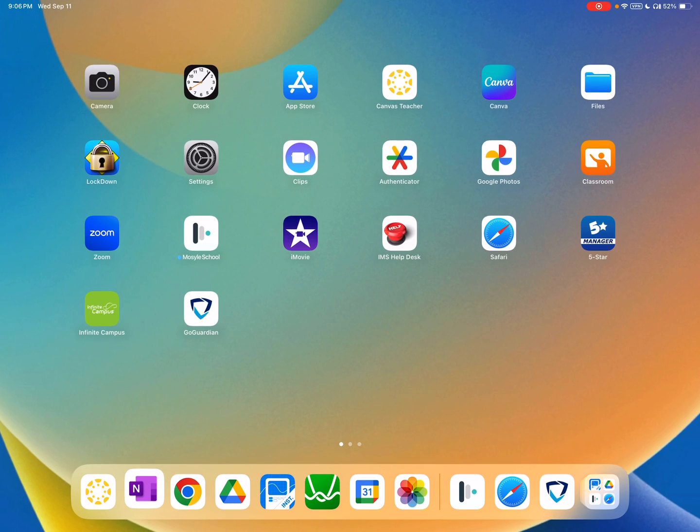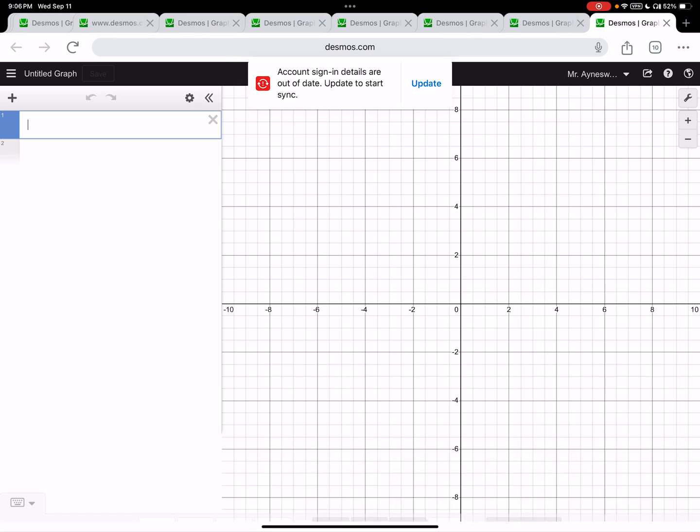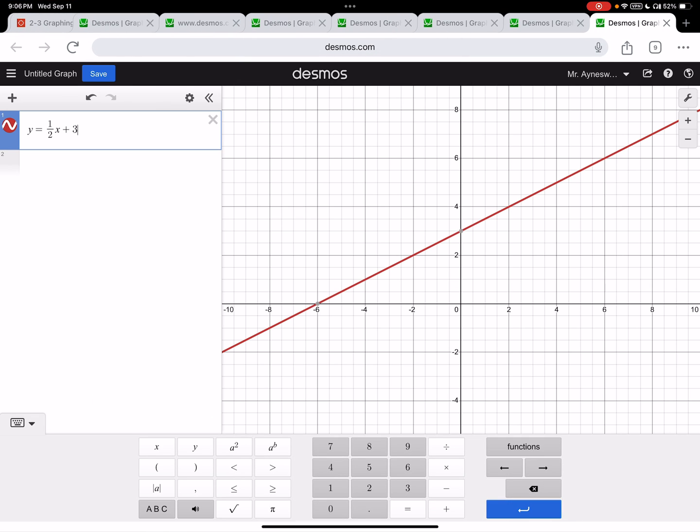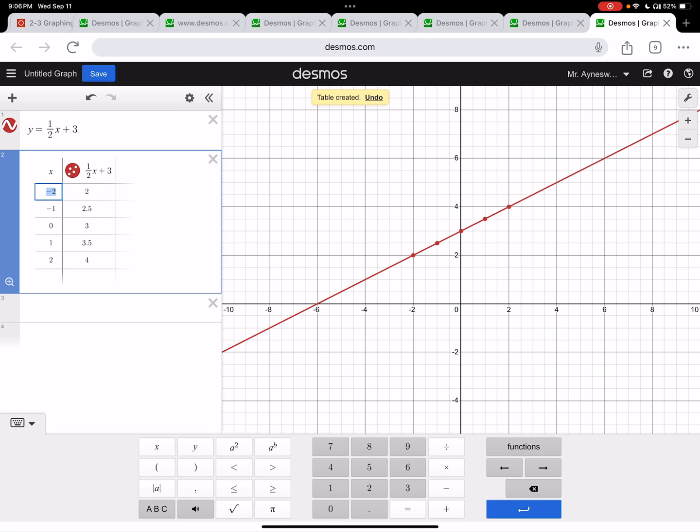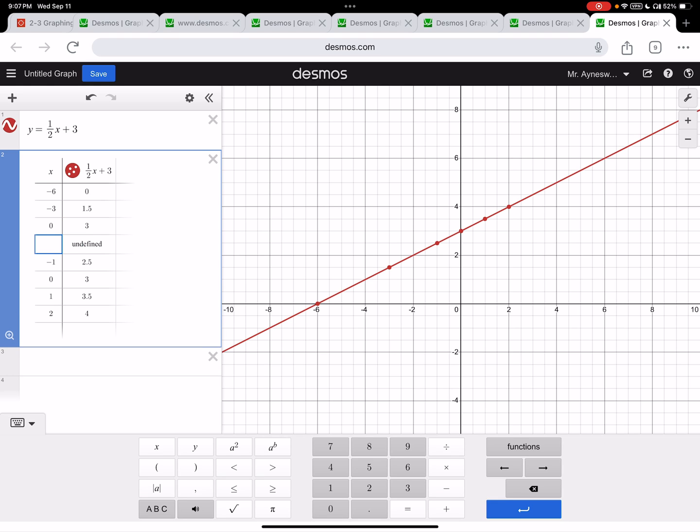Oh, and not only that, watch this. This is cool too. Let me show you something else. Now we have the graph here. So what I'm going to do is click on the gear and select table and put the points in. So -6, -3, 0, and 3, and then 6, and then 9. Now look at that. Doesn't this look familiar?